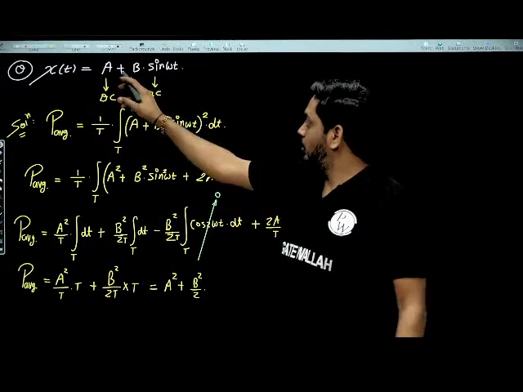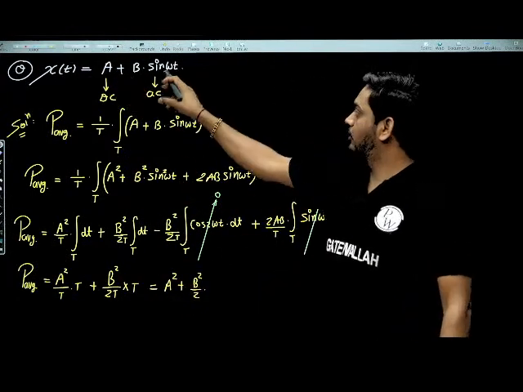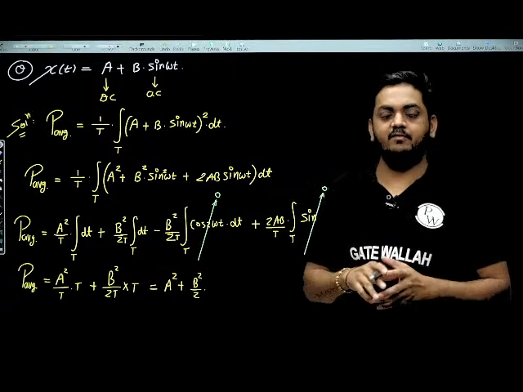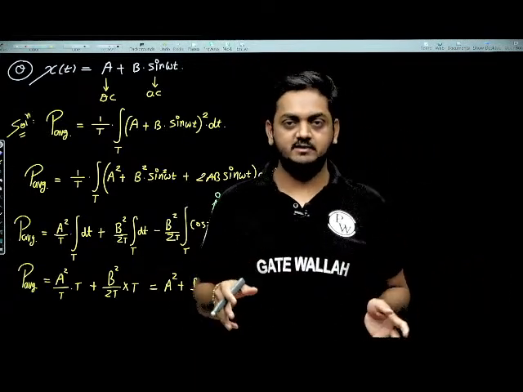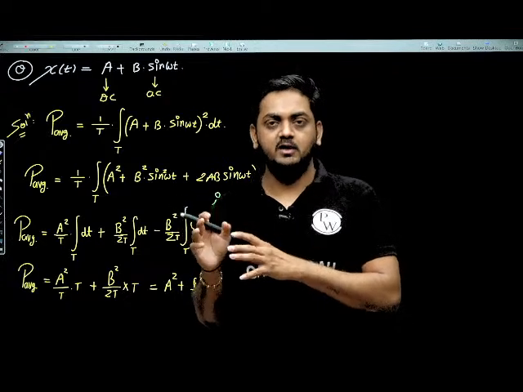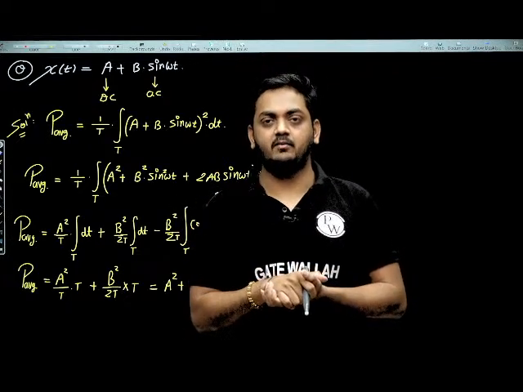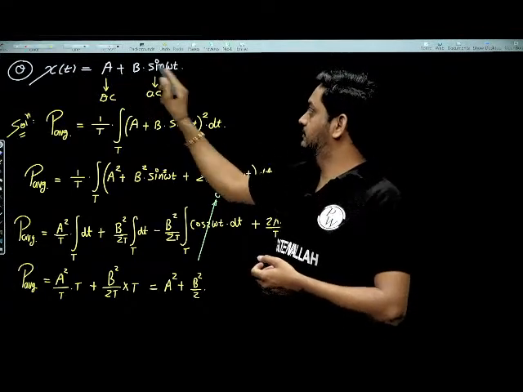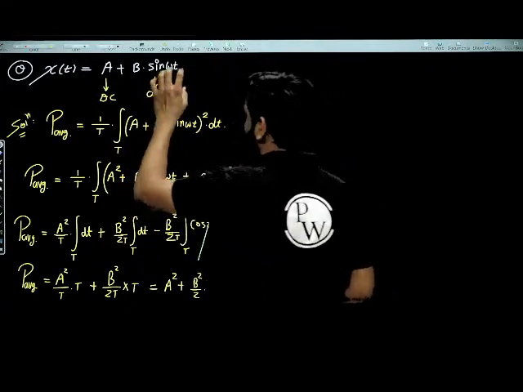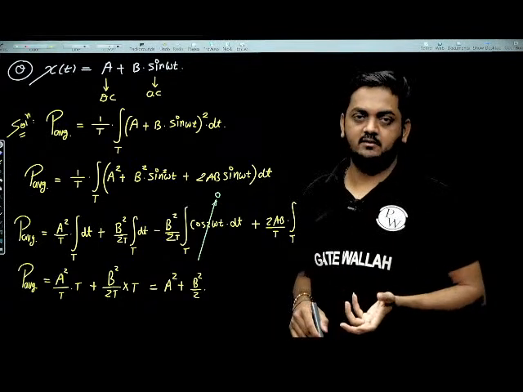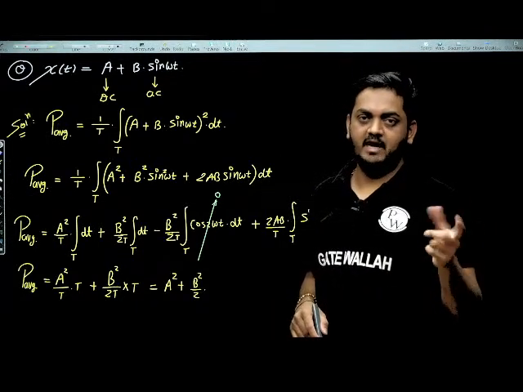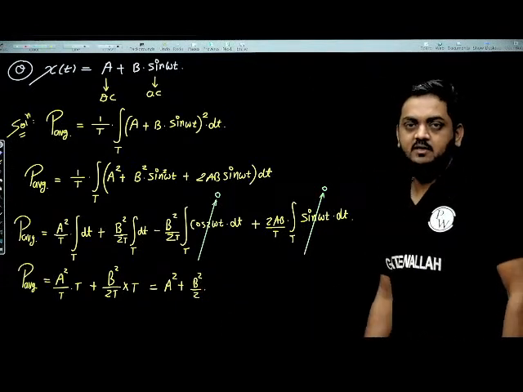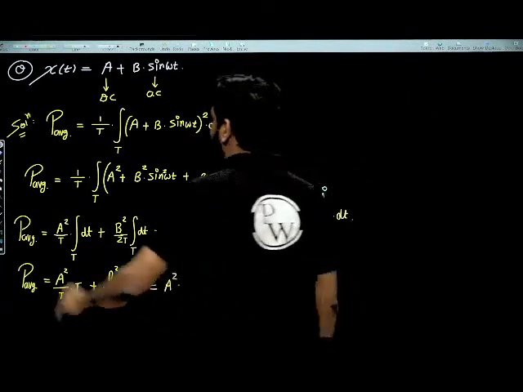See, the power of DC is nothing but A square, and the power of a sinusoidal function is peak value square divided by 2, guys. So here directly we can say the total power will be the sum of the individual signal powers, correct? A square by 2, A square, the power of this signal is A square, here B square by 2. Whether A is positive, B is positive or negative, whatever it is, both positive, anyone negative, both negative, doesn't matter, because here the square is present, guys, clear?